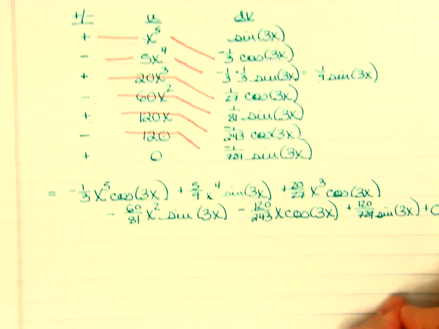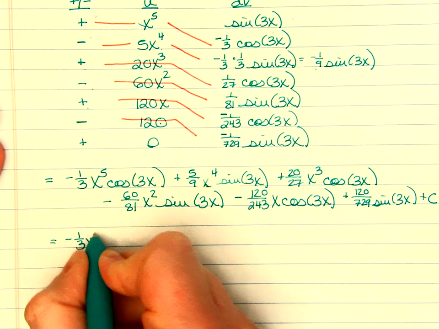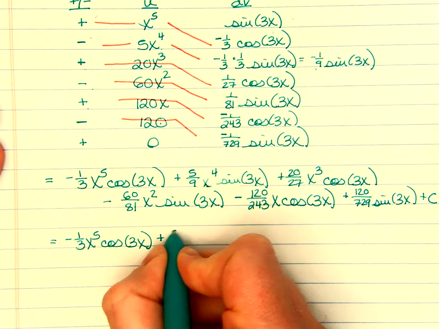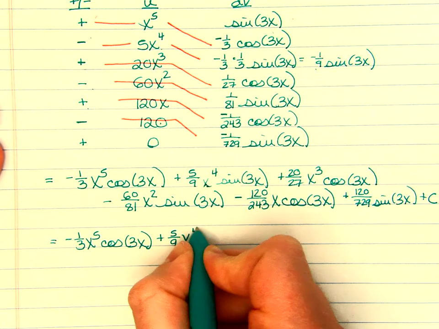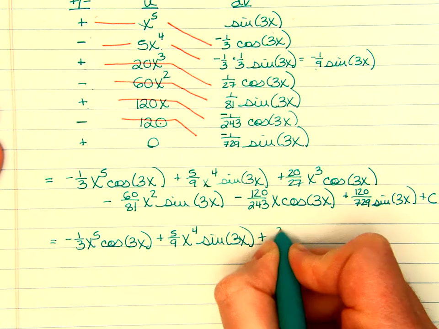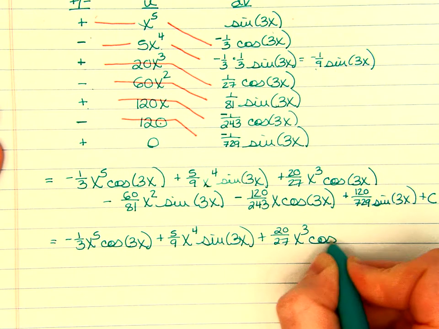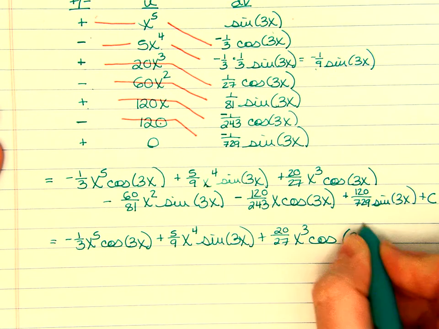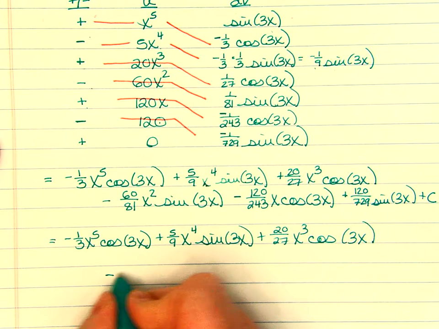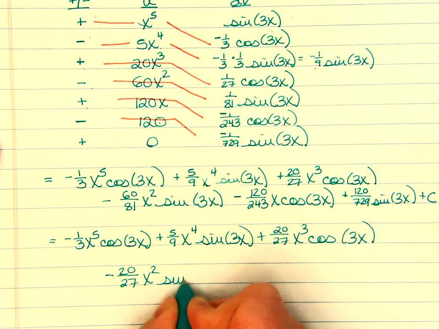Then I do have to just do a little bit of simplifying over here. I've got negative 1/3 x to the 5th cosine 3x plus 5/9 x to the 4th sine 3x plus 20/27, no simplifying yet, but the next part I'll have some simplifying to do, x cubed cosine 3x. 60 over 81, you can divide them both by 3 to give you minus 20 over 27 x squared sine 3x.